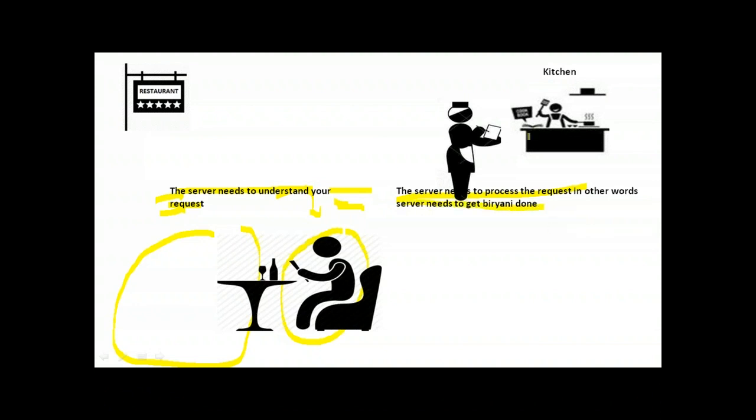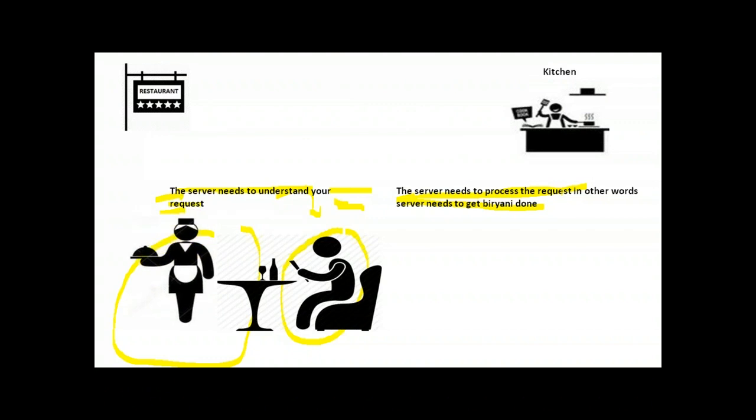Okay, she needs to get the biryani done. Whether she is doing it or she is taking help is a different story, but she needs to get it done, which means that it's processing the request. And finally, she needs to get the biryani onto Mark's table so that he can enjoy the biryani, or eat the biryani.